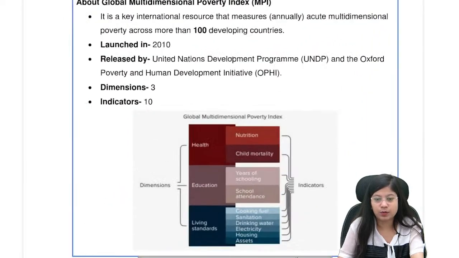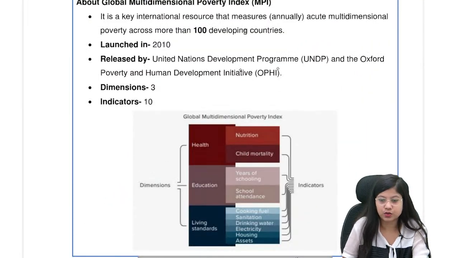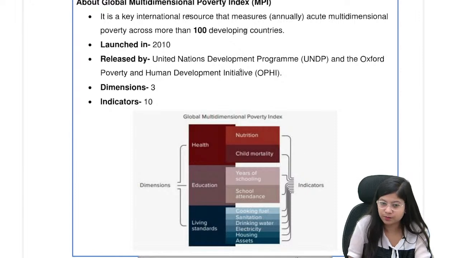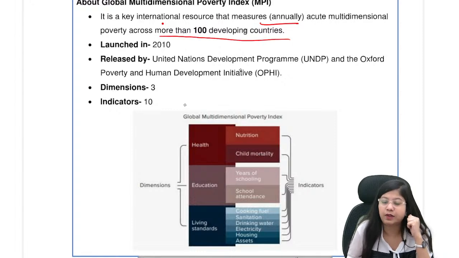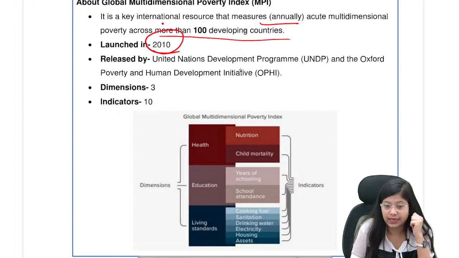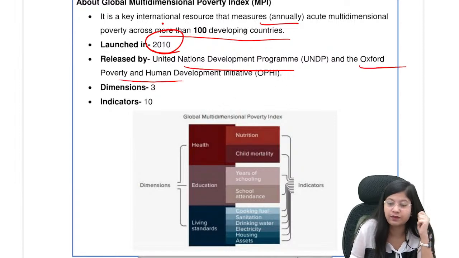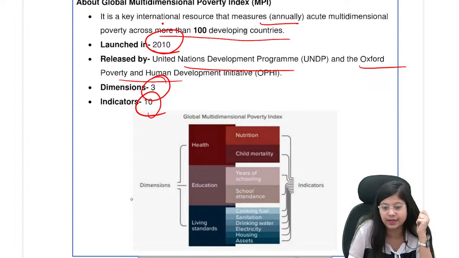As far as the Global Multidimensional Poverty Index is concerned, let's have a look at the basics of the index. First is that it measures more than 100 developing countries. It was launched in 2010. It is released by UNDP and the Oxford Poverty and Human Development Initiative. There are 3 dimensions, 10 indicators.